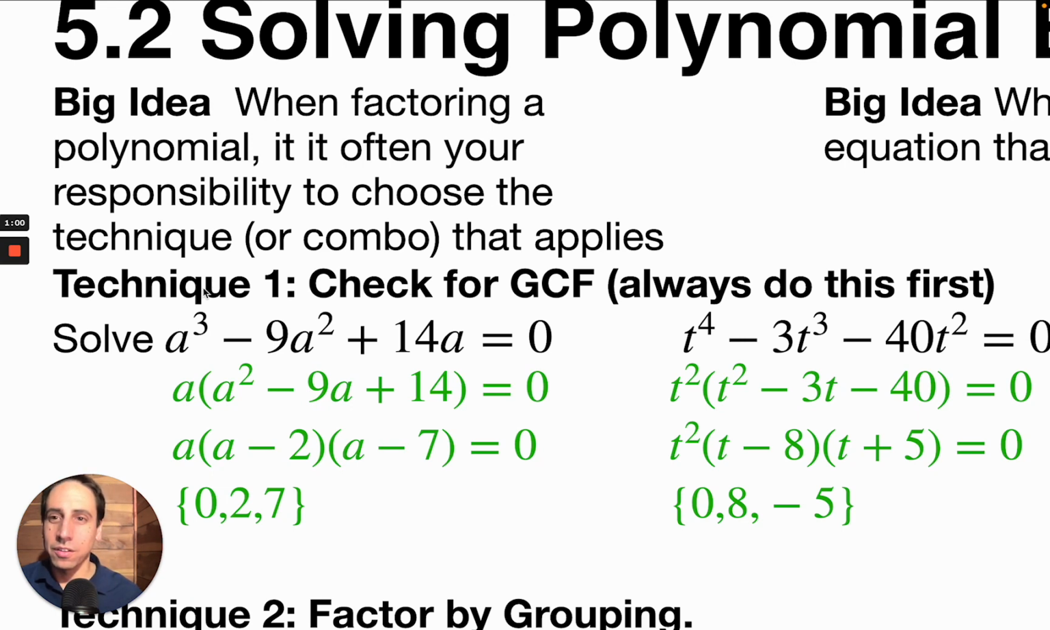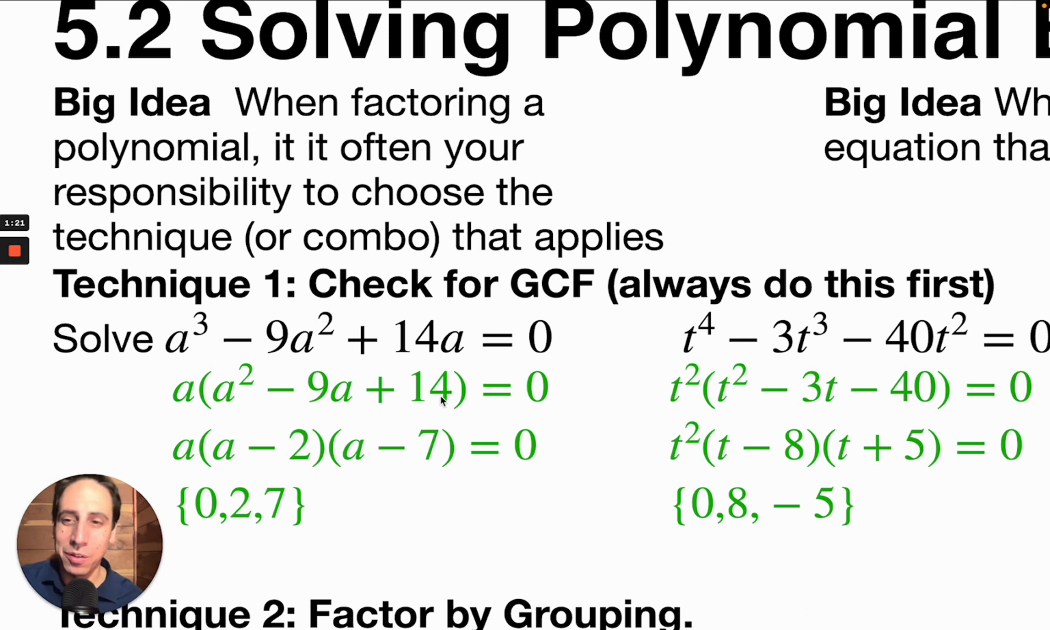So if we had to solve this, previously in chapter 3 we only saw exponents as high as 2, but now they're up to 3. Wait a second, I see 3 terms here and they all have a greatest common factor of a. Factor out the a, boom. And then we've got a squared minus 9a plus 14.